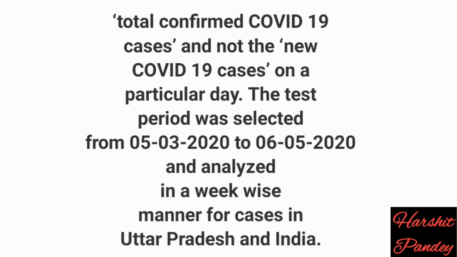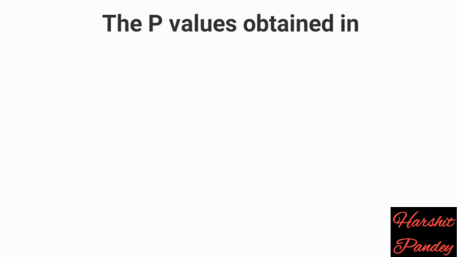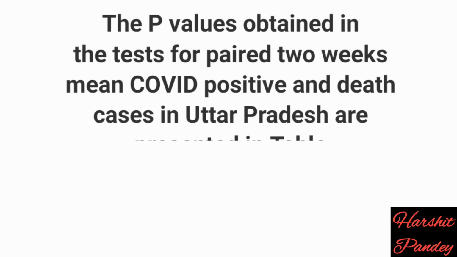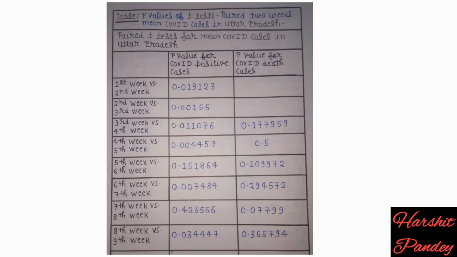The test period was selected from 5 March to 6 May, and the analysis was done in a week-wise manner for cases in Uttar Pradesh and India. The tests were done with a 5% level of significance. The p-values obtained in the tests for paired 2 weeks means of COVID positive and death cases in Uttar Pradesh are presented in the table.